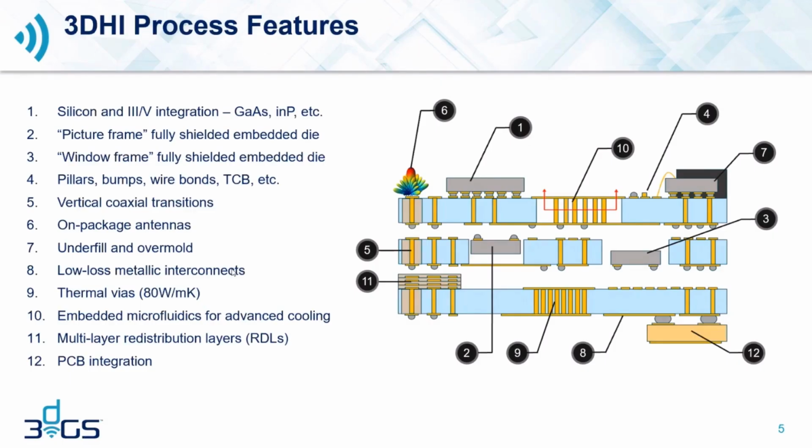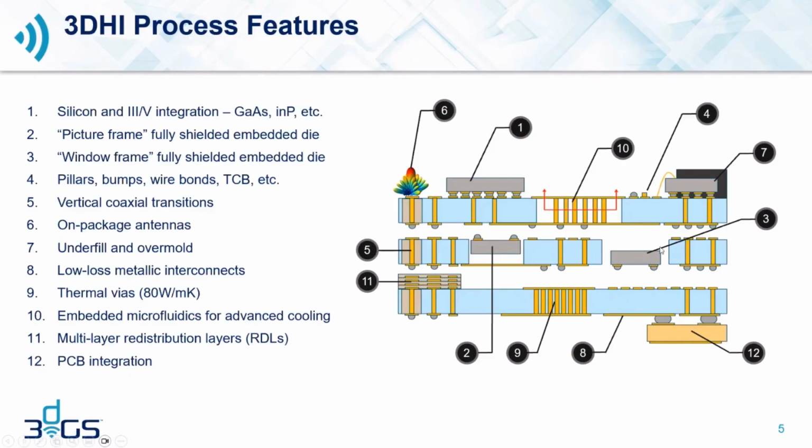This cartoon shows all the different types of functionality that we need to be able to handle for 3D HI modules. For phased array modules, the two important ones we'll be talking about today, focusing on this design of MFM1, are what we call cavities. We've got two different flavors, a picture frame and a window frame.